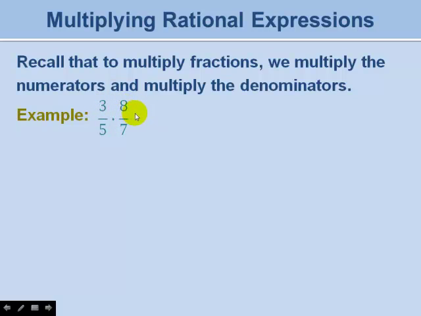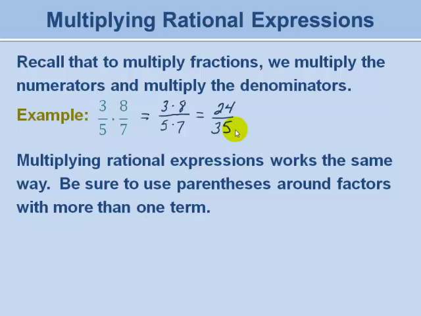the two numerators together. So in the numerator of our new fraction, we have 3 times 8, and then we multiply the denominators together on the bottom. So in our denominator, we have 5 times 7. And then we just do the multiplication to get 24/35. Well, it works the same way with rational expressions.